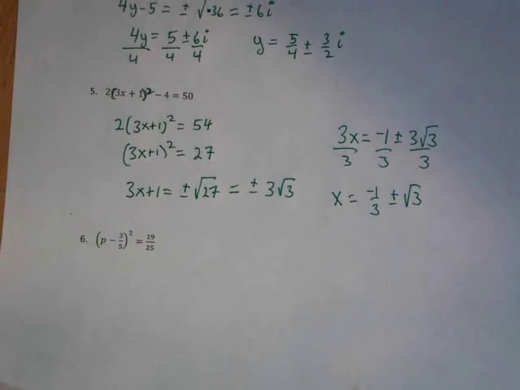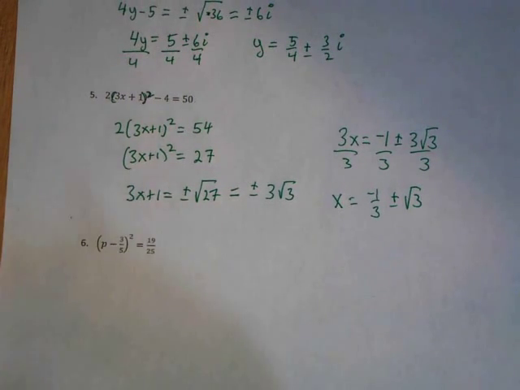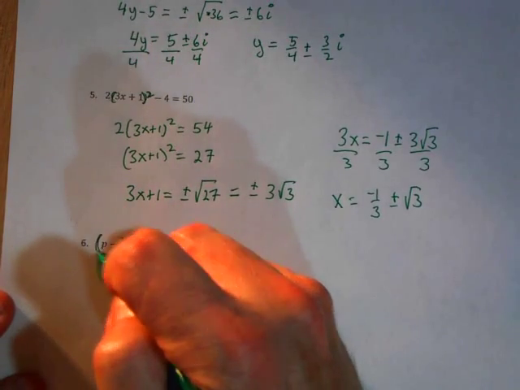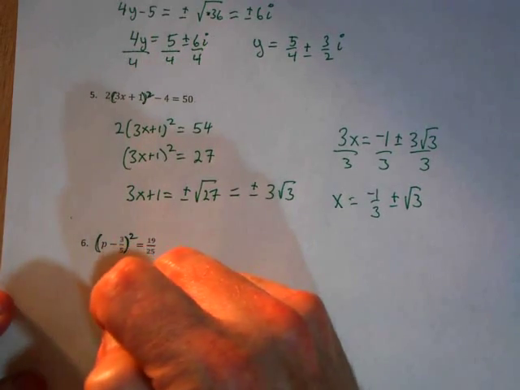Alright, last one. Don't let fractions freak you out. Some people see this problem, they go crazy, fractions, I don't know what to do. You do exactly the same thing. We've got the parenthesis, we've got the square. It's all by itself, so we square root both sides.